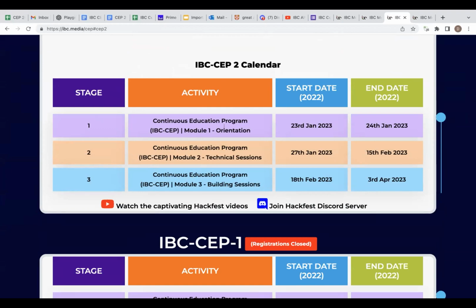So right now we are in module 1. In module 2, we are going to discuss technical sessions. Module 3 will be building. So guys, it's going to be an amazing journey. You are going to have a lot of fun.